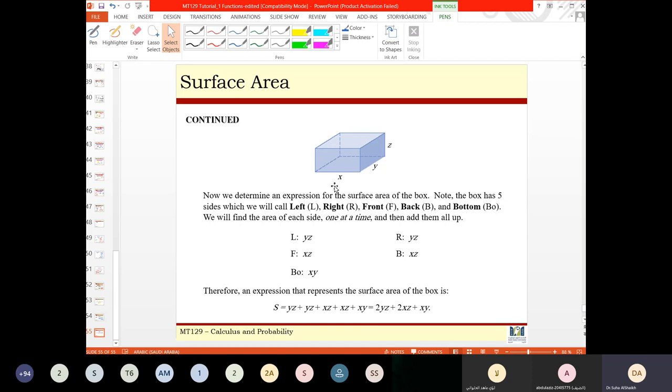No Mohammed, what do you mean 4z 3x 3y? No, why? No, it's not correct like this. This is the correct answer. It's 2yz, 2xz, xy. For yz, I have two sides. For xz, I have two sides, and I have just one base, which is xy.